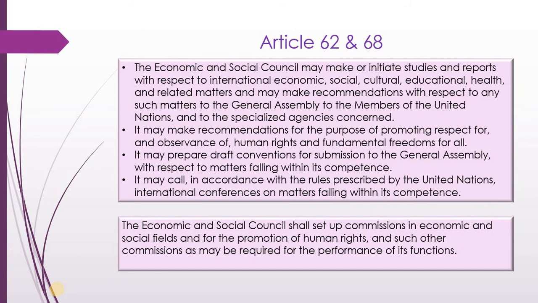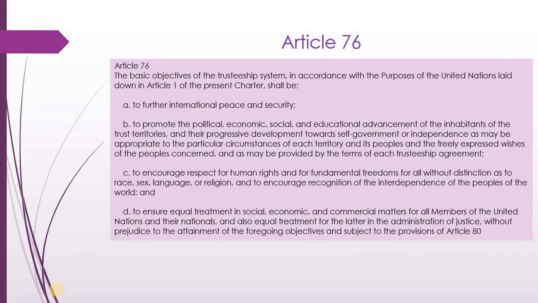You can also see Article 68, which empowers the Economic and Social Council to set up commissions in economic and social fields and for the promotion of human rights, and such other commissions as may be required for the performance of its functions. Coming to the last article which directly reflects human rights under the Charter, Article 76 directly speaks for the encouragement of respect for human rights. It states that one of the basic objectives of the trusteeship system is to encourage respect for human rights and fundamental freedoms for all without distinction as to race, sex, language, or religion, and to encourage the recognition of the independence of the peoples of the world.